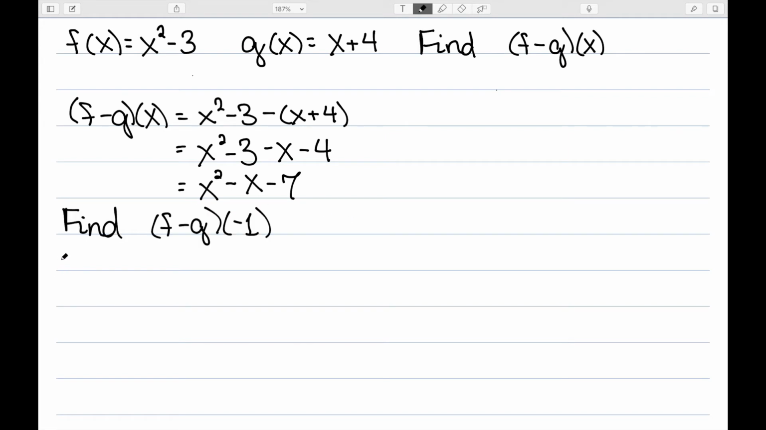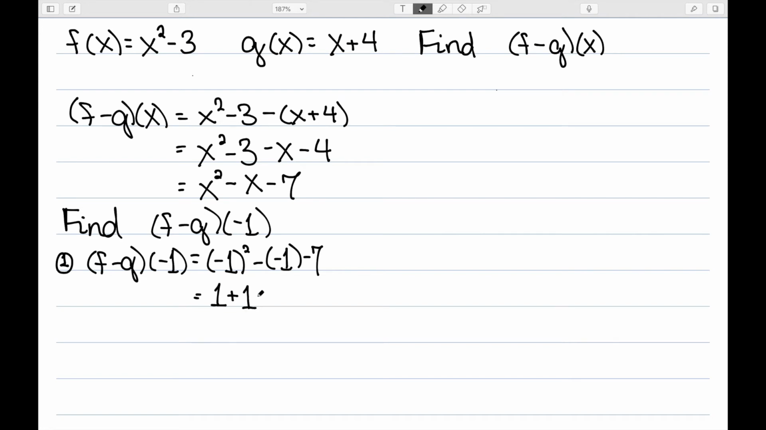I then want to find f minus g of negative 1. The first way to do this would be to use what we just found and plug in negative 1. I would have negative 1 squared minus negative 1 minus 7. That gives me 1 plus 1 minus 7, or negative 5.